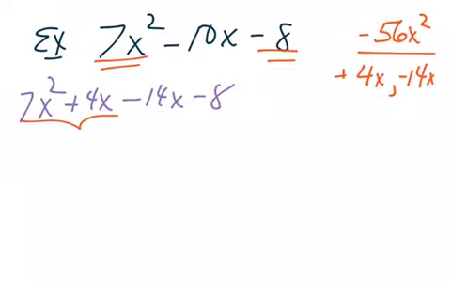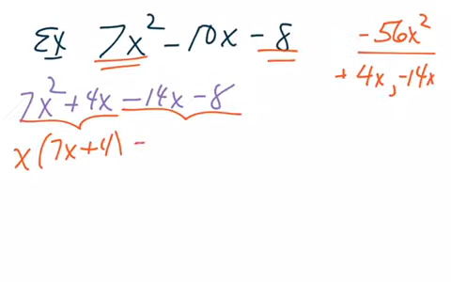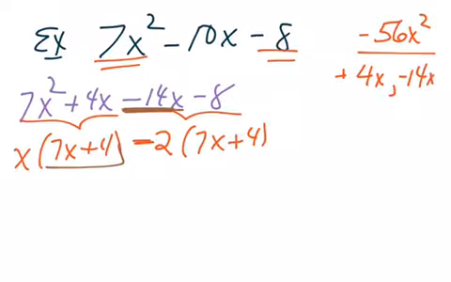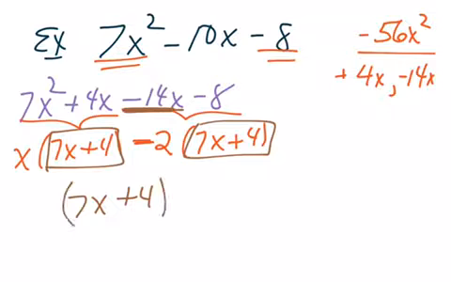Group the first two together, do a little "hey," x pops out, you're left with 7x plus 4. Group the last two together, do a little "hey," 2 pops out, and you're left with 7x plus 4. And notice I took a negative 2 out. Usually a good rule of thumb is that if that third term there is negative, factor the negative out. So now I have 7x plus 4 in both of these. Yay, us. I'm left with x minus 2. Yahoo, you. Sound good?